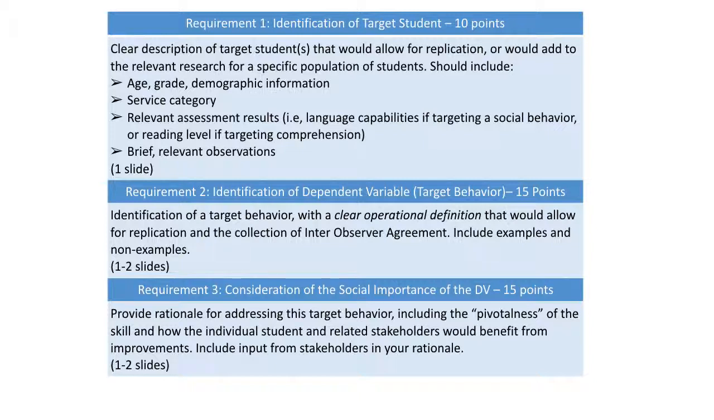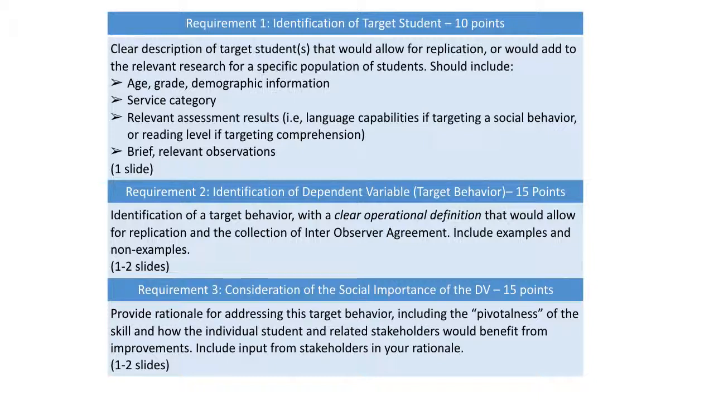You could provide relevant assessment results, and keep in mind that you might just want to provide assessment results that are relevant to the dependent variable. So if you're targeting social behavior, maybe talk about some assessment results that might have been conducted on their social competence or their language capabilities. If you're targeting an academic skill, maybe include some of the assessment data about that particular academic category. You can also include brief observations that you might find relevant to the description of the student.